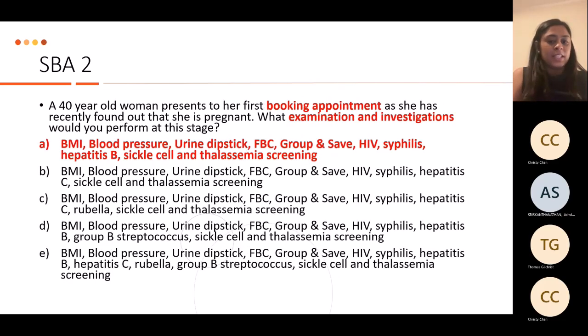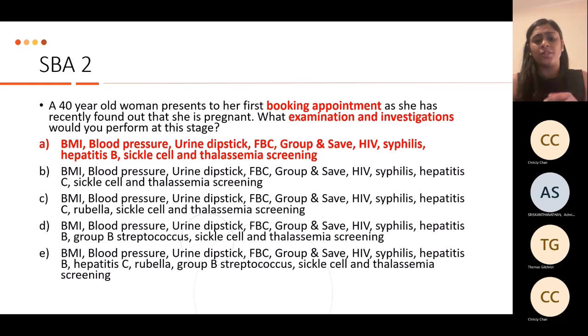So the correct answer is A. This is again just general knowledge that you need to know a little bit about antenatal care. It is her first booking appointment and it's both examination and investigation. So in this case, BMI and blood pressure, urine dip tend to be the common ones that are done there. And then bloods are usually taken, which include a full blood count, a group and save, because you want to know the rhesus status of the mother, to know whether or not you need to give any anti-D, and you want to test for infections, so HIV, syphilis, and hepatitis B. And finally, it's sickle cell and thalassemia screening.